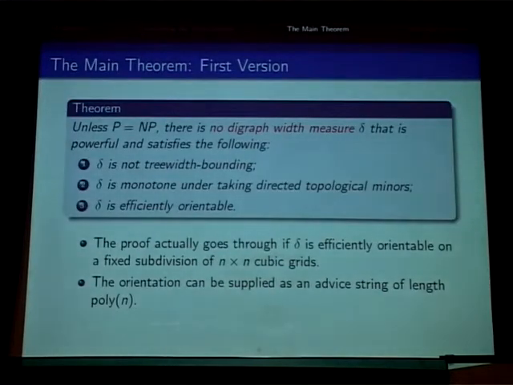So the statement of the main theorem is as follows. If you have a directed width measure that is powerful, which means that you can solve all of MSO1 in XP time, and in addition satisfies the following three properties: it's not tree-width bounding, it's closed under taking directed topological minors, and it's efficiently orientable, then we can show that P equals NP. So it's just a reduction from some NP-hard problem.